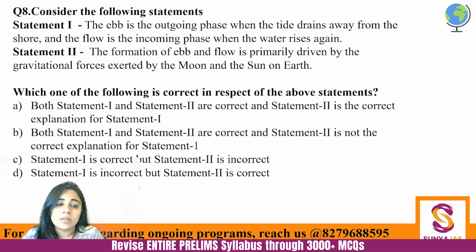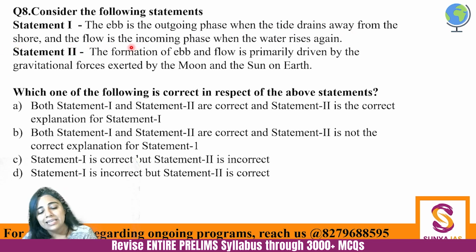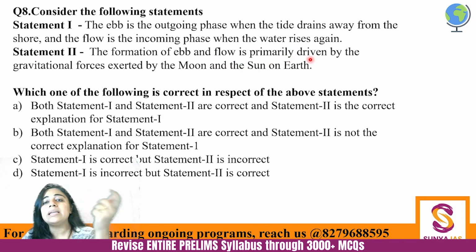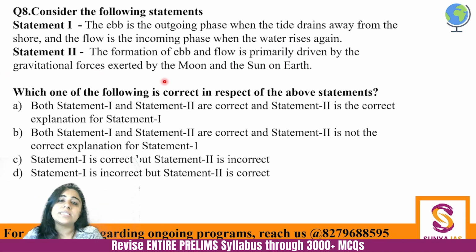Next. Consider the following statements. Statement 1: The ebb is the outgoing phase when the tide drains away from the shore, and the flow is the incoming phase when the water rises again. And statement 2: The formation of ebb and flow is primarily driven by gravitational forces exerted by the moon and the sun on the earth.